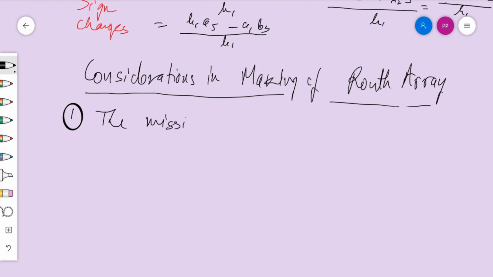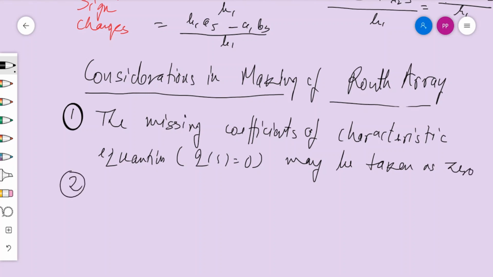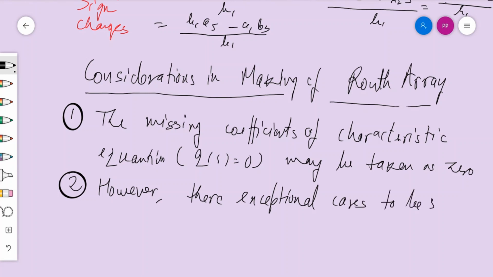The missing coefficients of characteristic equation q(s) equal to 0 may be taken as 0. However, there are exceptional cases to be considered. That we shall learn, what are those exceptional cases.